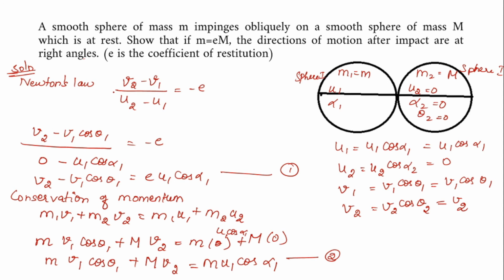So to prove, we are going to solve these terms, and we are going to find that our theta 1 has some relationship with alpha 1 with 90 degree, right? So I am multiplying the first equation with capital M, so it gives capital M into V2 minus capital M into V1 cos theta 1 is equal to E into capital M into U1 cos alpha 1.